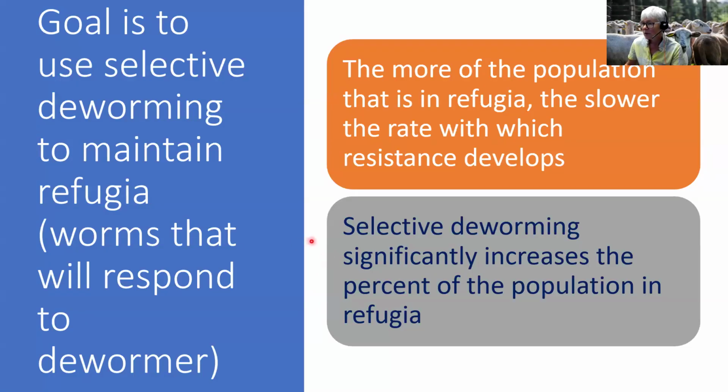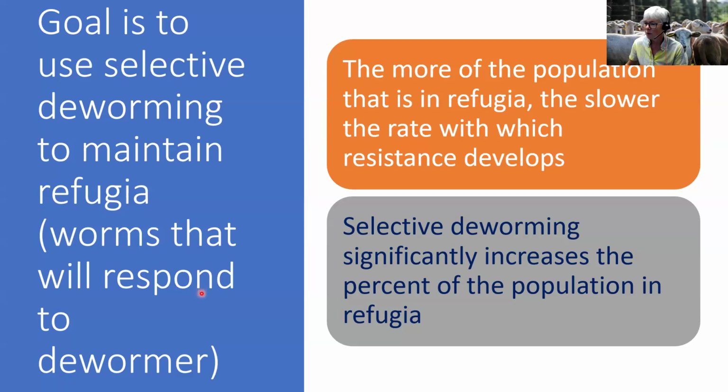But the goal is to use selective deworming, so hopefully we don't have to deworm the whole flock. We're not in that much trouble yet that we've got to deworm everybody, and we can use selective deworming. In using selective deworming, we are maintaining refugia. Those are the worms that will respond to the dewormer.